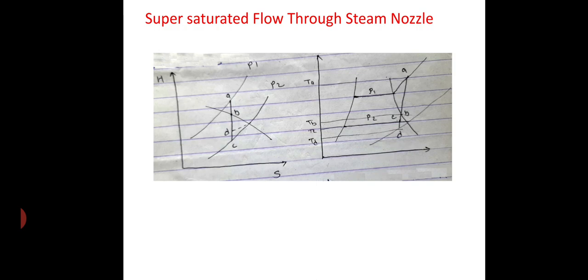Hence, instead of following the path ABC, it follows the path ABD and then ADC. The point D is the intersection of AC and the pressure line P2.